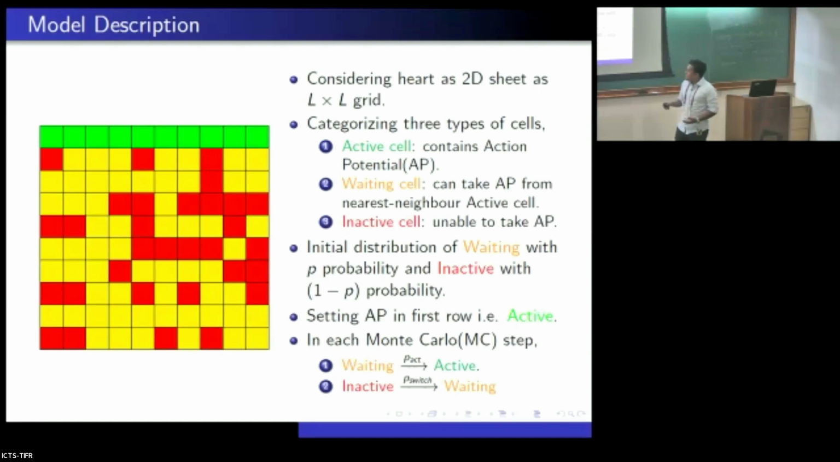The second one is P switch. It's quite similar to the forest fire model, where trees grow at random sites, where the tree has already burned and is now growing. In our case, it's a dead cell trying to recover to its original state. Along with that, we have another condition: in each Monte Carlo step, an active cell will convert to an inactive cell. It loses its action potential.